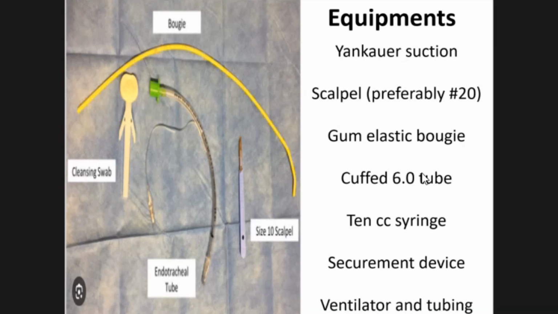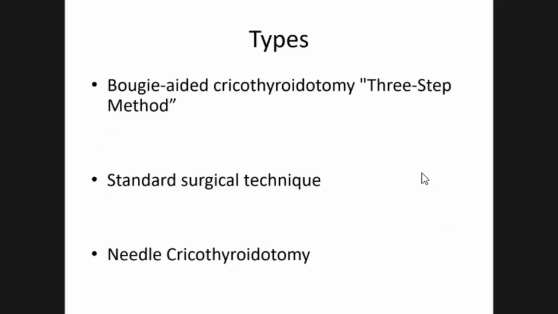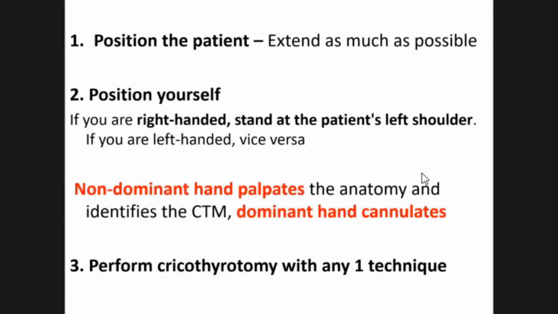These are the general equipment we'll be needing: an anchor suction, because we can expect a lot of bleeding, a scalpel to make a good incision, a gum elastic bougie, a cuffed size 6 tube, a 10 cc syringe, and a ventilator with tubing. We generally need 3 people, preferably a physician, a nurse, and a respiratory therapist. These are the 3 techniques which are described. Going back, these 3 are the common steps, irrespective of what technique we choose.